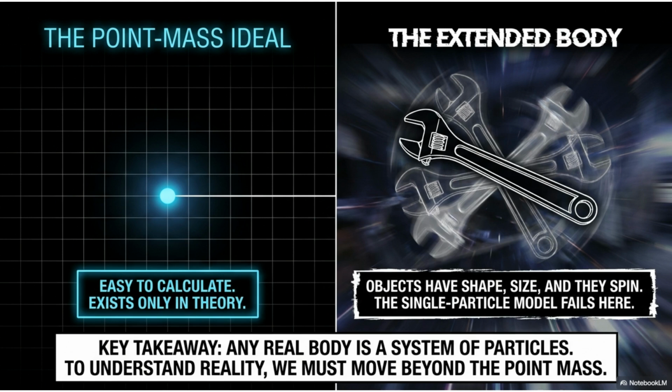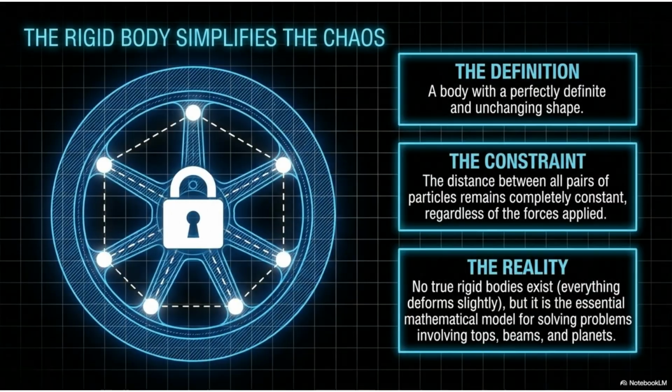To understand reality, we must move beyond the point mass and view bodies as systems of particles. The rigid body model helps simplify this complexity. We define it as a body with an unchanging shape, where the distance between particles remains constant. While true rigid bodies don't exist, this is the essential mathematical model for studying tops, beams, and planets.